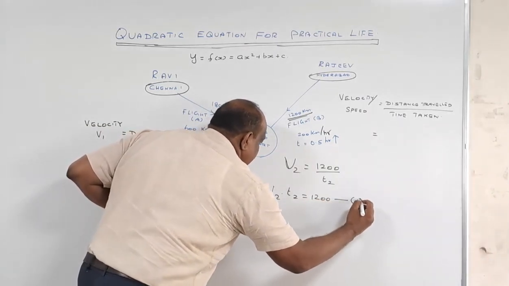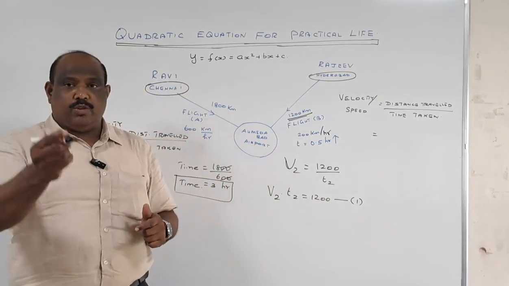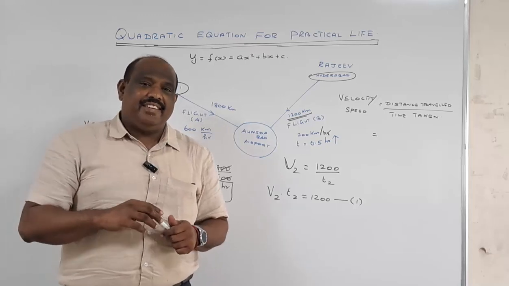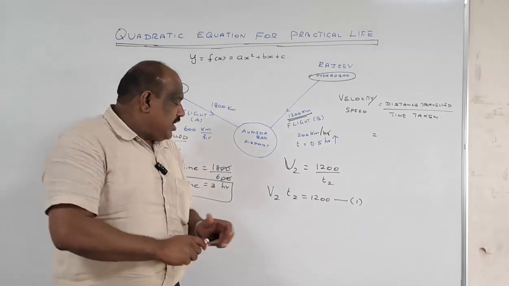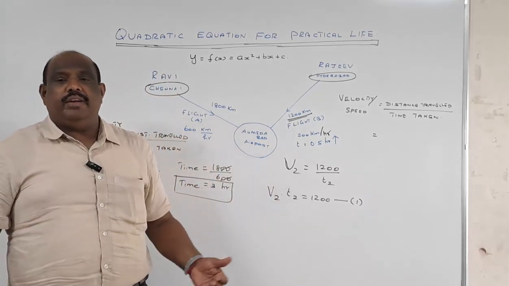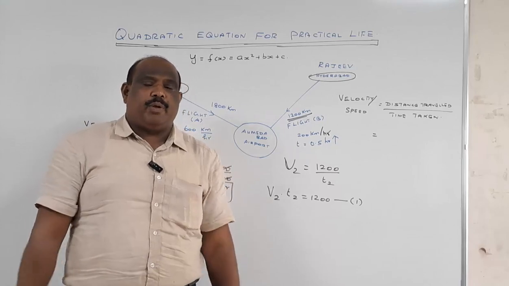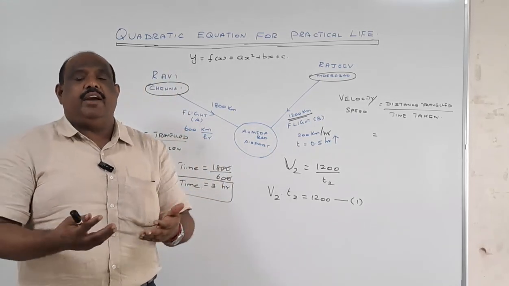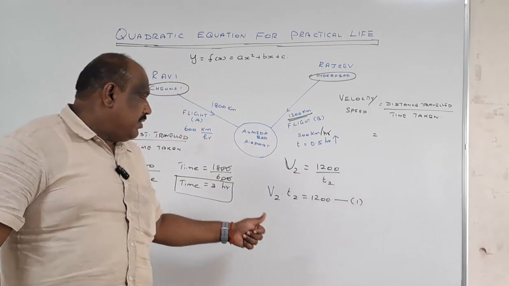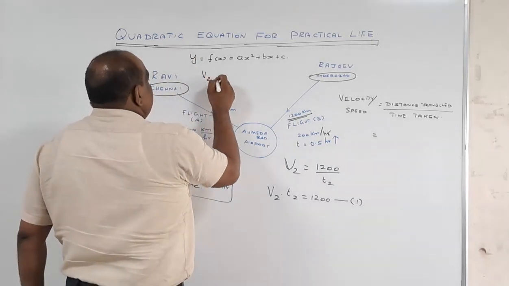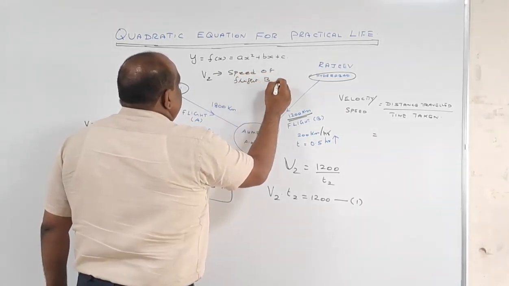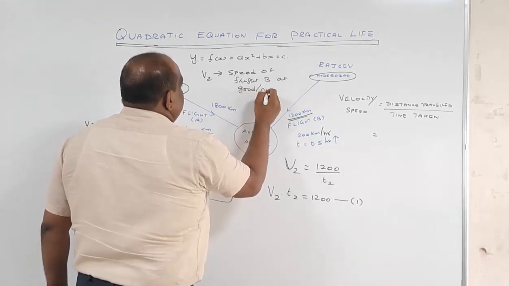Let us keep this as equation number 1. Now, my question is, what is V2? The velocity of flight B. When we assume this, we have to confine what V2 is. Then only the problem will be proper. V2 is the velocity or the speed of flight B when the atmosphere is normal, when there is no bad weather, when the atmosphere is good. So for V2 you have to mention the speed of flight B at good or normal weather condition.